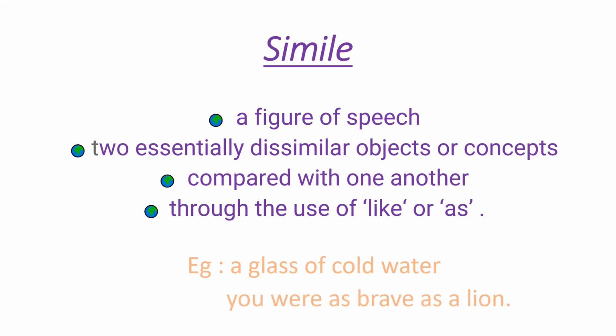A glass of cold water. Here we can see that it is compared with one another. The second example: you were as brave as a lion. If you observe this line, you can see that the word as is being used here. By this, we can understand that this line is a simile.